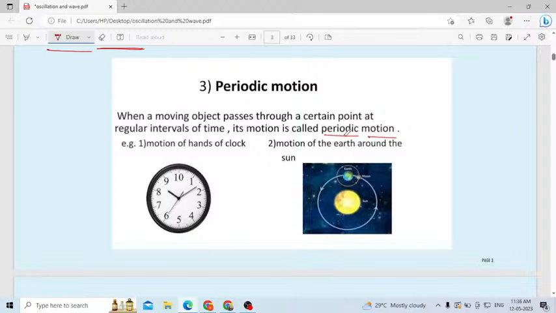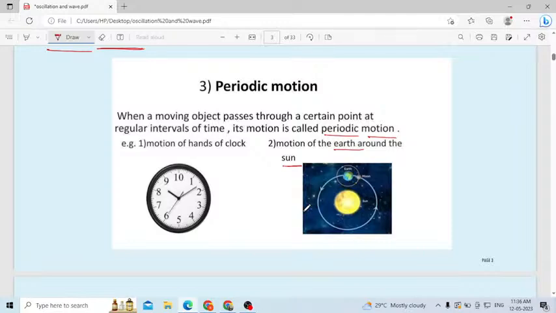Next one, motion of the earth around the sun. Not only the earth, the motion of other planets around the sun is also an example of periodic motion. These two motions are in a circular path. These two are examples of both circular and periodic motion.